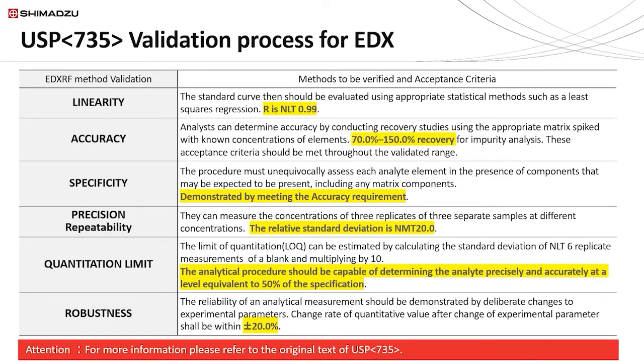Now, what constitutes a deliberate change? These are things like using 2 different EDXs, using different analysts, using different sample volumes, maybe using a different sample cup, maybe using a different film. Those are deliberate changes within the experimental parameters. For more of the intricacies of USP 735, I suggest please refer to the original USP 735 text. I should mention that USP 735 was adopted rather recently. It was adopted in 2018.